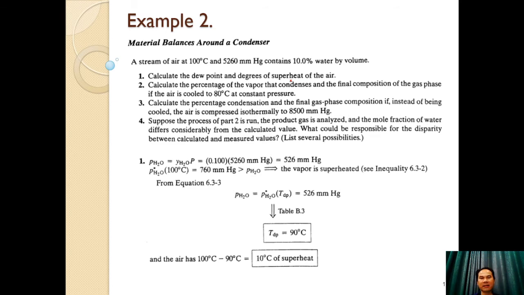The first one, calculate the dew point and degree of superheat. For this case, you can calculate the fraction and partial pressure of the water in the air. Partial pressure is equal to the fraction of water multiplied by the total pressure. That's right. The fraction is 0.1, the pressure is 5,260. You get 526 millimeters mercury.